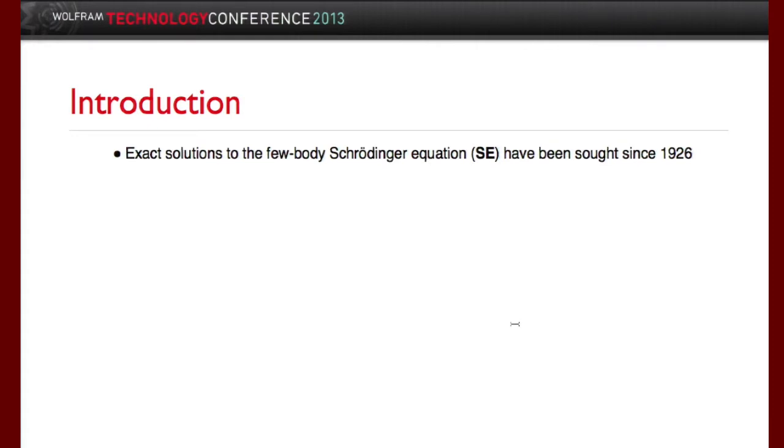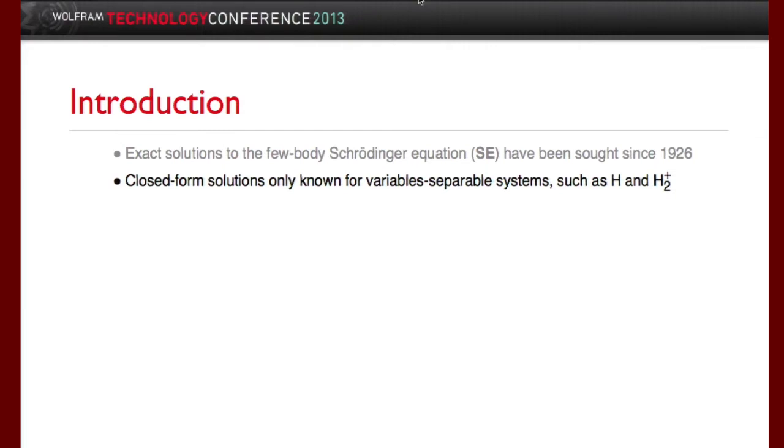Exact solutions to the Schrödinger equation for atomic and molecular systems have been sought since 1926. We have closed form solutions for hydrogen, which was the standard textbook example. And H2 plus, the hydrogen molecular ion, is variable separable, and you can do a lot with it, but you can't write it down in a closed form the same way you can write down hydrogen, but you can do it in spheroidal coordinates.